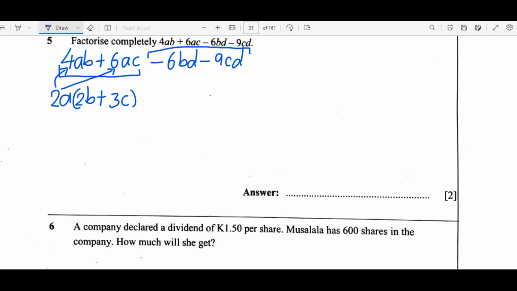Now let's factorize the other pair. So what is common? We can see that negative is common, so we take out negative. Then 3 is also common here, so let's take out 3. What else is common? D is common.